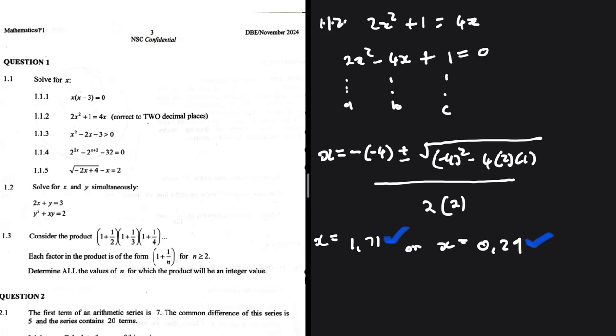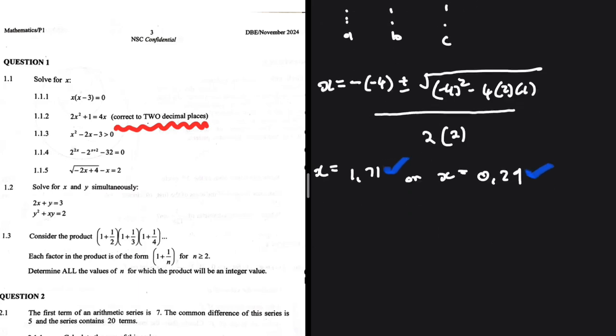There's no other answer except from this. 1.70 something is wrong. 0.293, 0.2928, it is completely wrong. The question says correct to 2 decimal places. There's no ambiguity when it comes to rounding off. So these are the only 2 possible options. Right, 1.1.2. Let's take a look at 1.1.3.